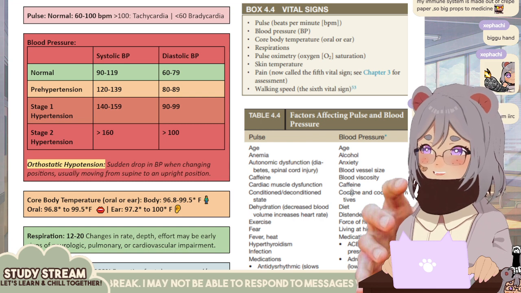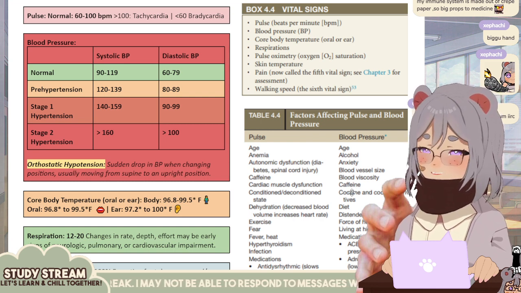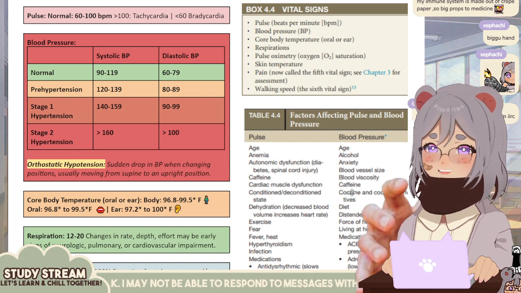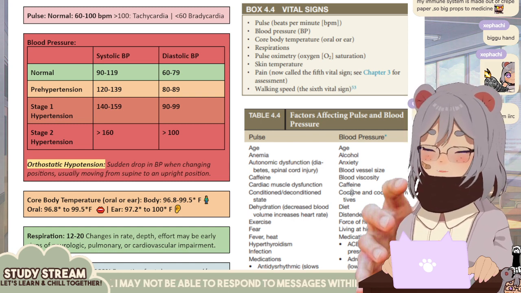I'm at like that 60 cusp until I play like Elden Ring, you know what I mean? But that's always very fun and exciting. It'll raise my heart rate. But anywhere between that, it's okay.